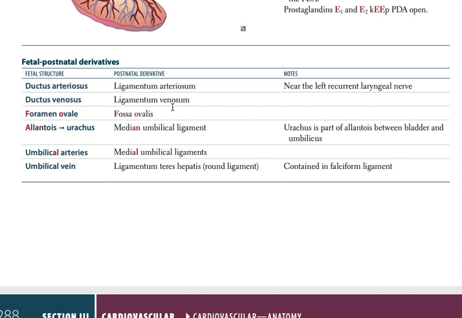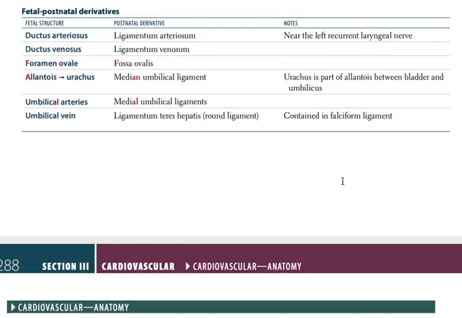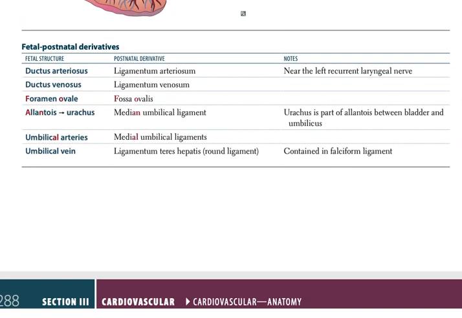Allantois or the urachus becomes the median umbilical ligament. The urachus is a part of the allantois between the bladder and the umbilicus. For the umbilical arteries, the derivative is the medial umbilical ligaments. Umbilical vein becomes the ligamentum teres hepatis or the round ligament, which is contained in the falciform ligament. So that is the end of cardiovascular.